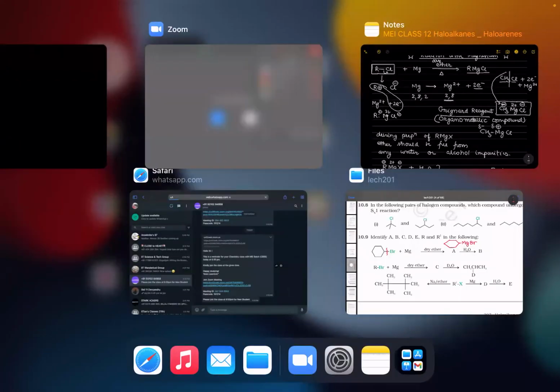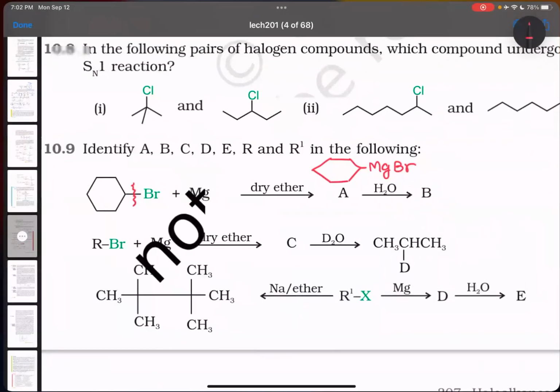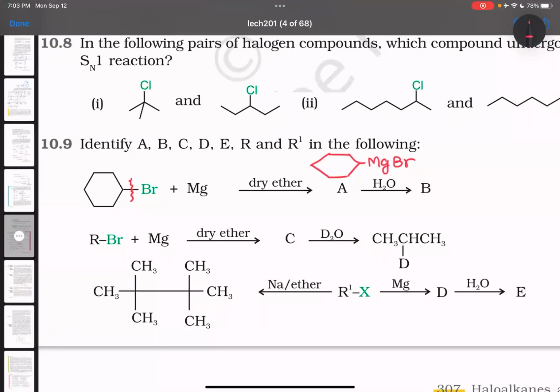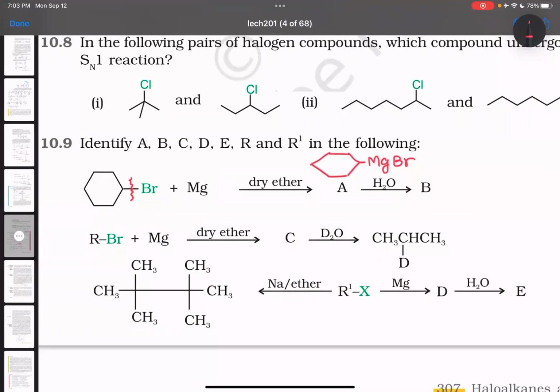But you don't have to write the step-by-step procedure. In sodium, what you can do is remove the 2 halogens and join the 2 alkyl groups. But if magnesium is given, cut the alkyl halide and put the magnesium in between the carbon and the halogen atom. And this is known as Grignard reagent, right?